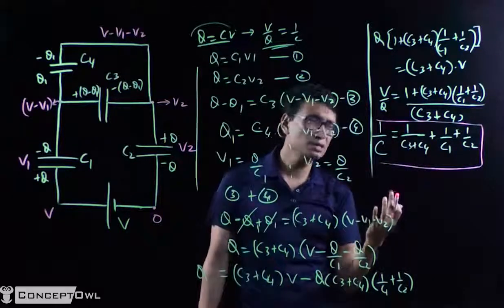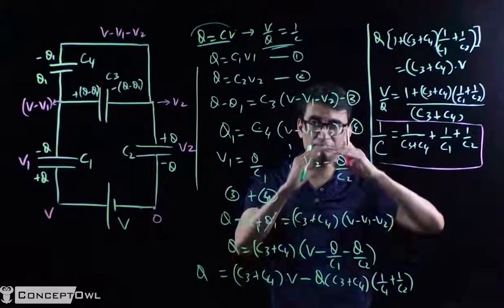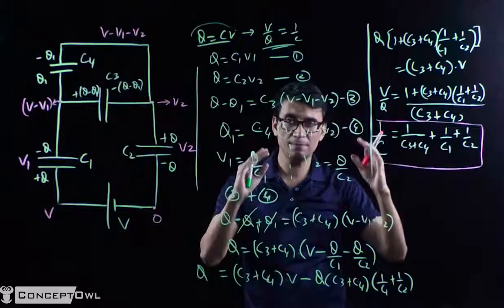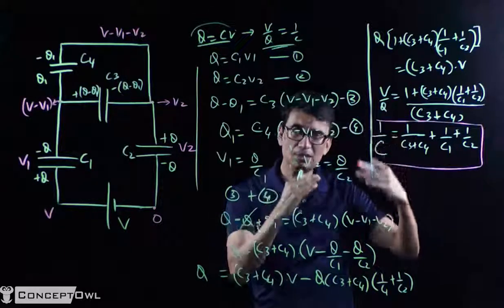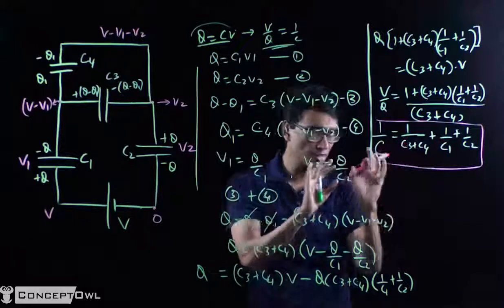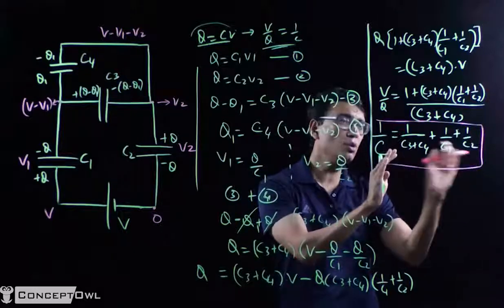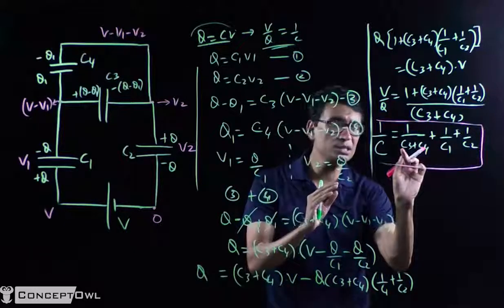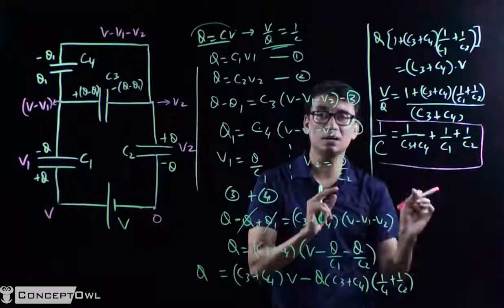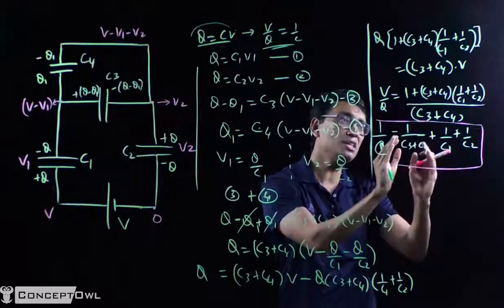And what is the pattern we see here? Remember when we said that when we have capacitors in series, 1 upon C equivalent is equal to 1 upon C1 plus 1 upon C2, etc. So here it looks like the total capacitance is as if we had C1, C2 and C3 plus C4 in series. And what does C3 plus C4 mean? It means C3 and C4 are in parallel. So C3 and C4 are in parallel and together they are in series with C1 and C2.